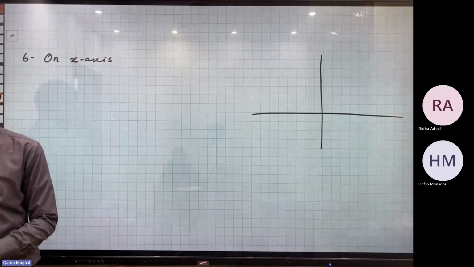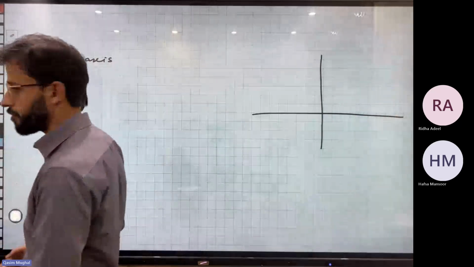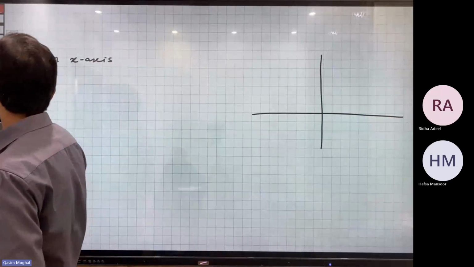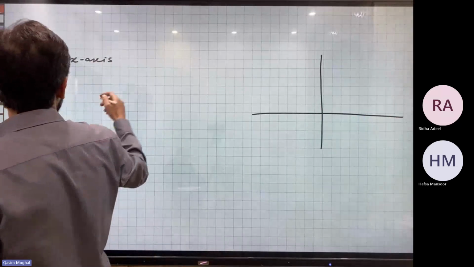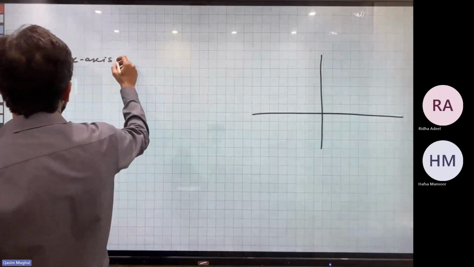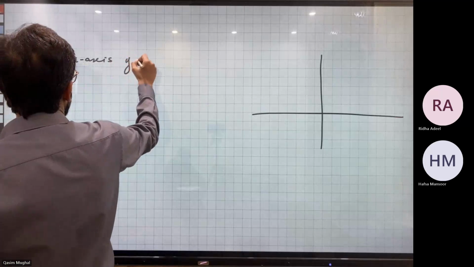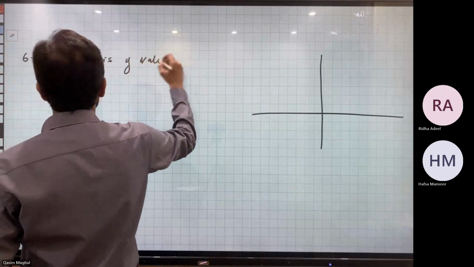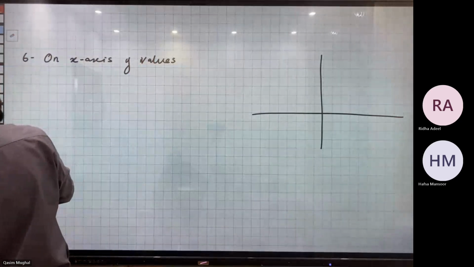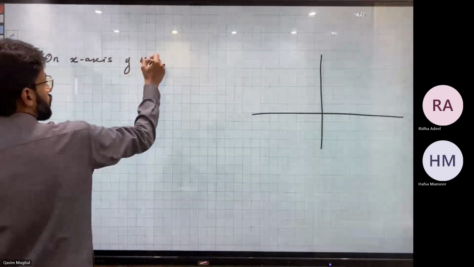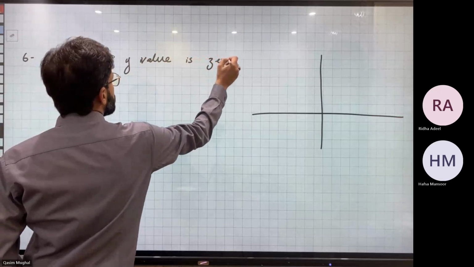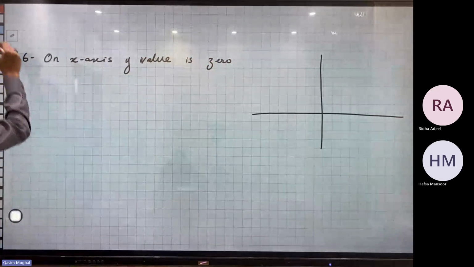Y is 0. Shabash. Y is not changing first of all because you're moving horizontally. And then if it is not changing, then what is it? इस केस में x axis के ऊपर हमेशा y क्या होगा? On x axis, y value is 0.